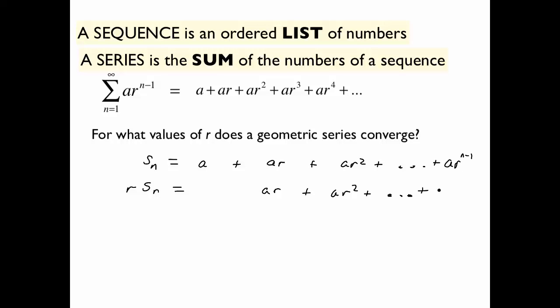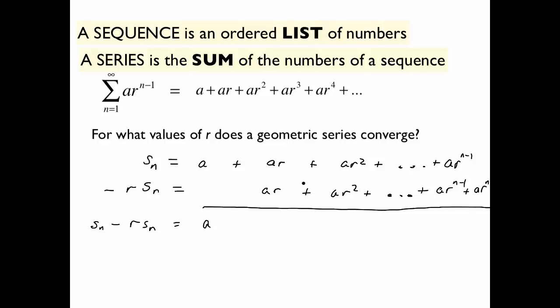And then times R is going to be plus AR to the n. So I just took that sequence of partial sums, I multiplied it by R, and then I just moved them all over so that the exact same terms lined up together. And so what I'm going to do now is subtract. We got those all lined up. What do I get? I'm going to get Sn minus R Sn equals A.